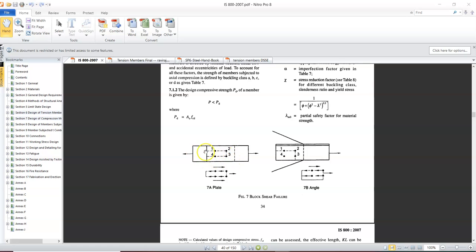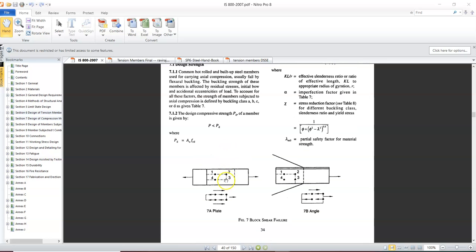Here we can see it is a connection of a lap joint of two plates subjected to tension. You can observe across section 1, 2, from starting of the end of the plate across 1, 2, your plate is failing by shearing, and 4, 3, your plate is failing by shearing, and between 2 to 3, your plate is failing by tension. So that is combination of shearing and tension, which is block shear.